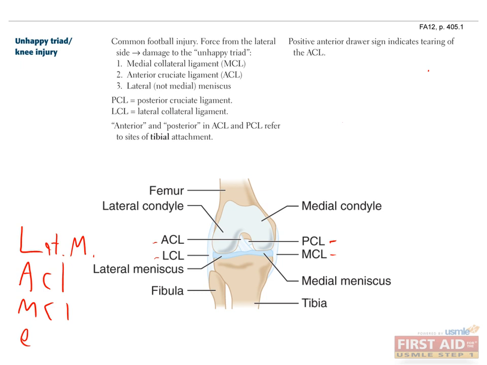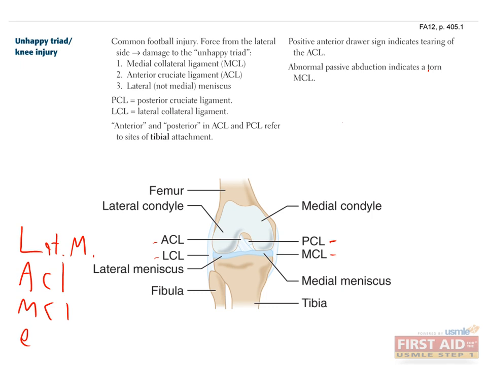I.e., if you have an ACL injury, you'll notice that on physical exam, the tibia can be translated anteriorly, or toward you, the examiner, farther than normal. The second sign is abnormal passive abduction. If you think about it mechanically, abduction at the knee joint is minimized by a strong ligamentous attachment between the tibia and the femur. The MCL.